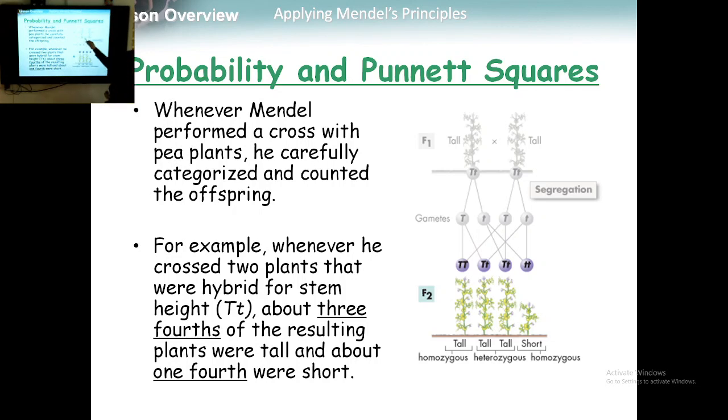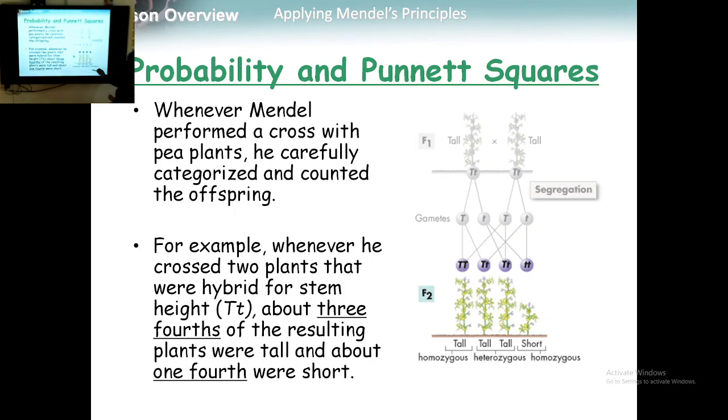Like whenever he crossed two tall plants, which is the F1, they are hybrids, or as we can say, heterozygous, because the parent is T capital and T small. So we can call it either hybrid or heterozygous. At this stage we have to segregate according to the last principle. We need to separate the gametes, and the gametes must be T capital and T small. After the mating between these two parents, the offspring should be 3 tall and 1 short, according to the dominance rule.